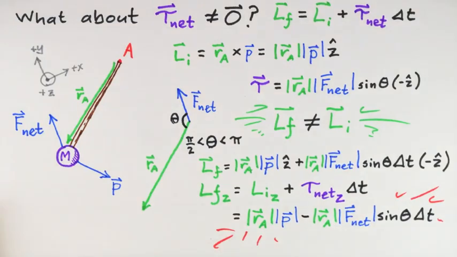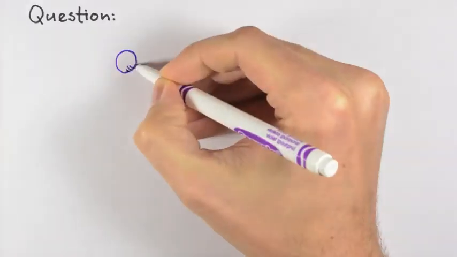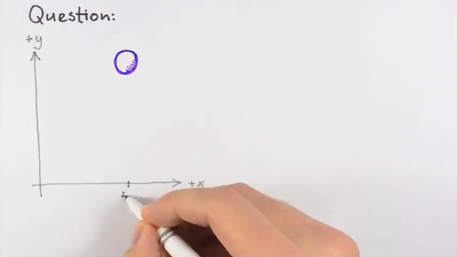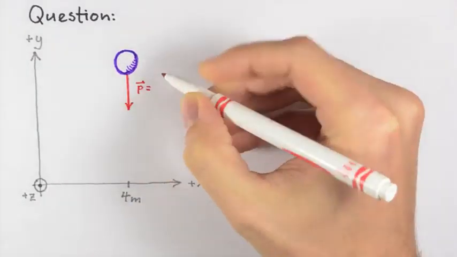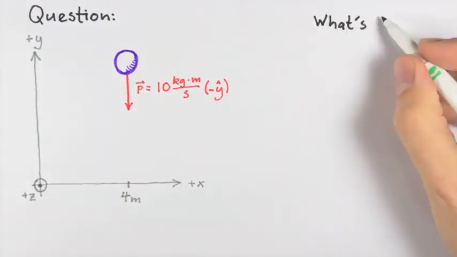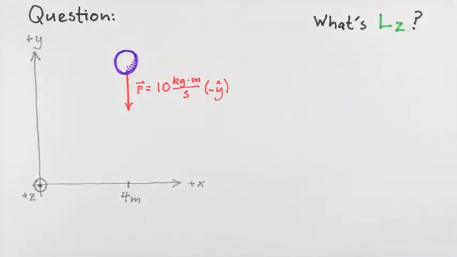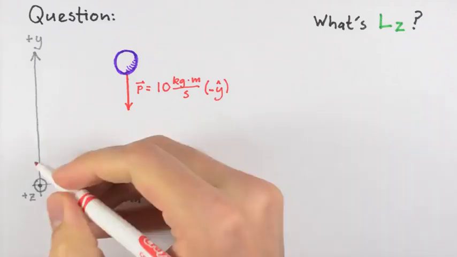Let's practice the angular momentum principle on a different example. We'll do this by starting out with the following clicker question. A ball moves in the xy plane with a momentum represented by the red arrow as shown. What is the ball's z component of angular momentum about the axis at A?